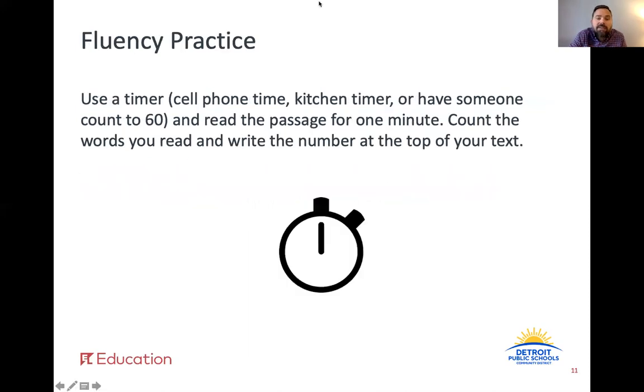I also want you to practice your fluency by reading the article from today for 1 minute. You can use a timer or have someone count to 60. After 1 minute, count the words you read and write the number at the top of your text. Later in the week, do this again and see how much you've improved.